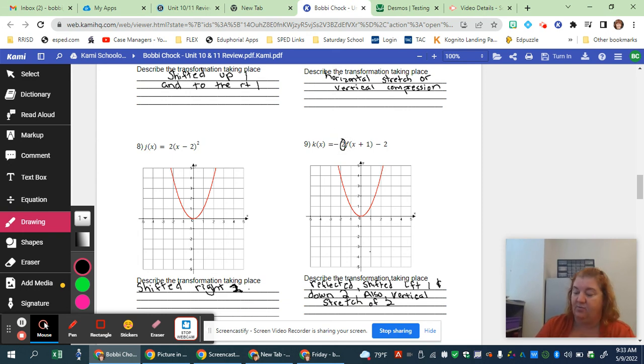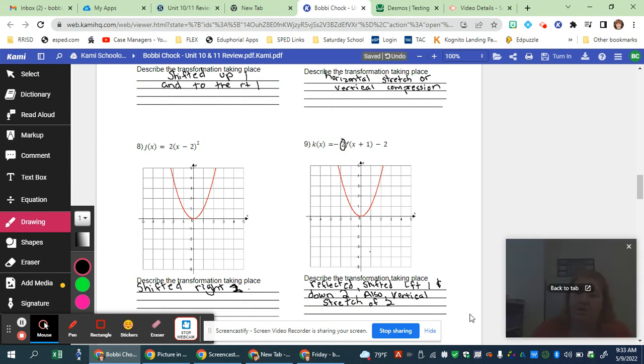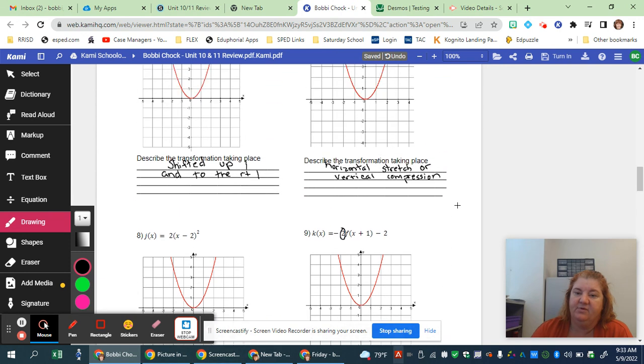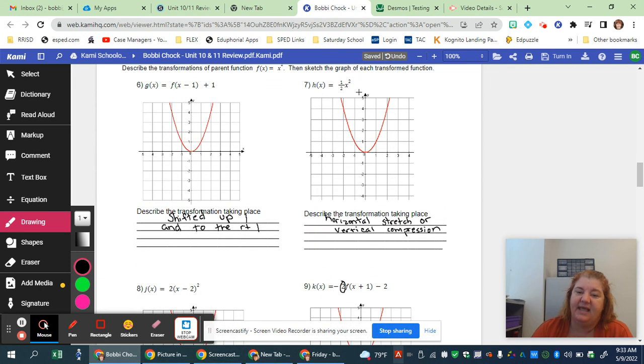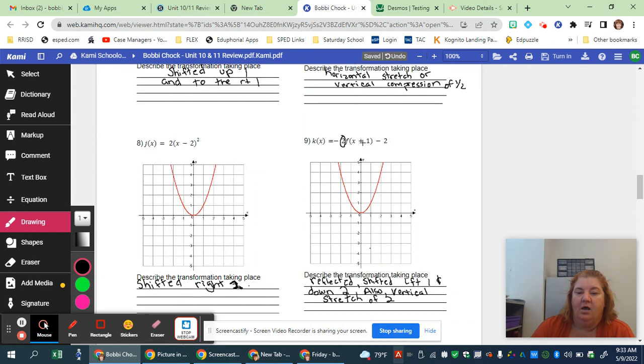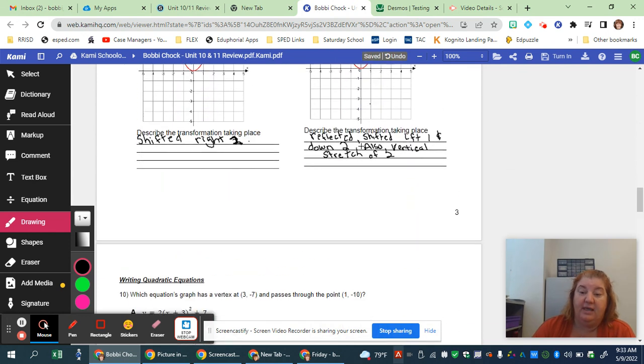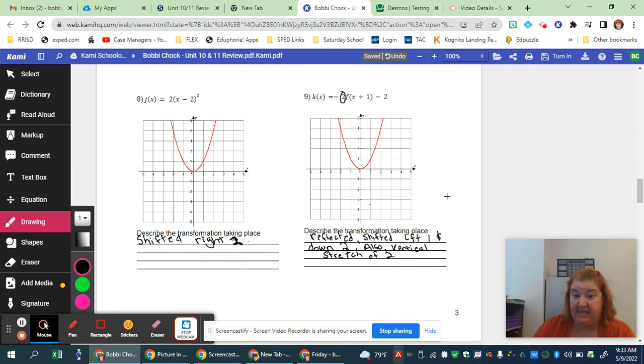Technically, when we had this, let me bring this up, this was by a half, a vertical compression of 1/2. You could have put that number in. Okay, let's stop at page 3, and then I will have a new video for the remainder.